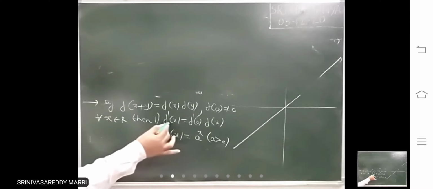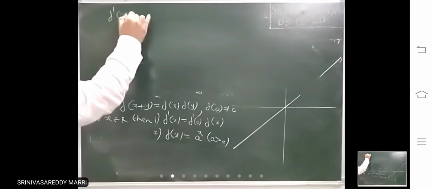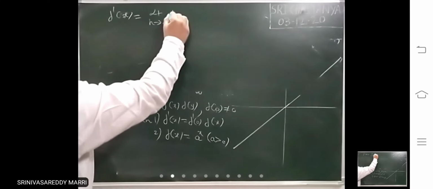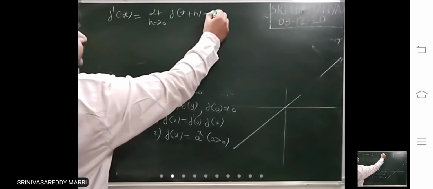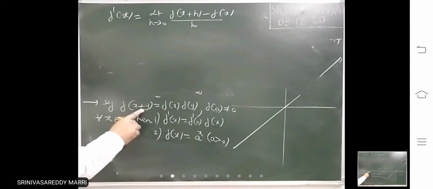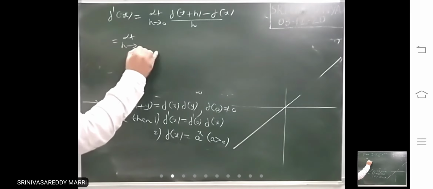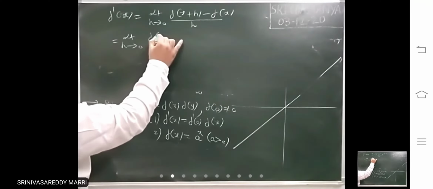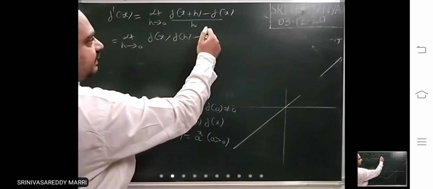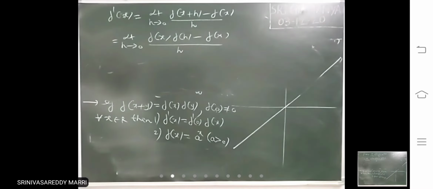Look at this. So first, we will see how to find f dash x. F dash x definition is what? Limit h tends to 0. Always proceed with the definition: f of x plus h minus f of x divided by h. Now use this rule, f of x plus y, y is h. Limit h tends to 0, f of x into f of h minus f of x divided by h.